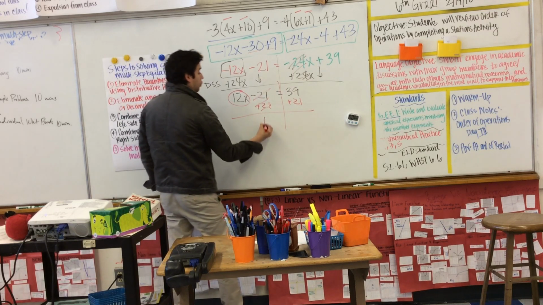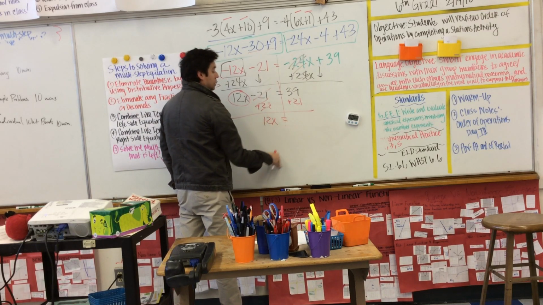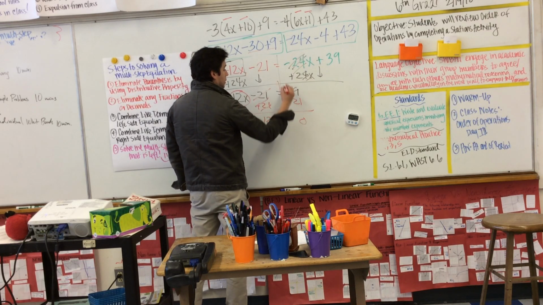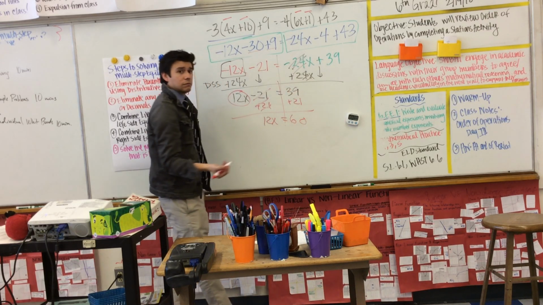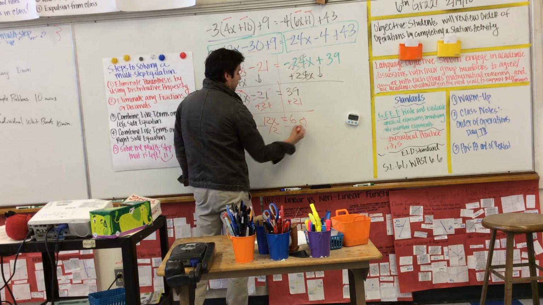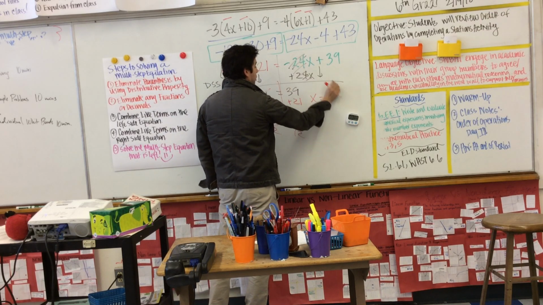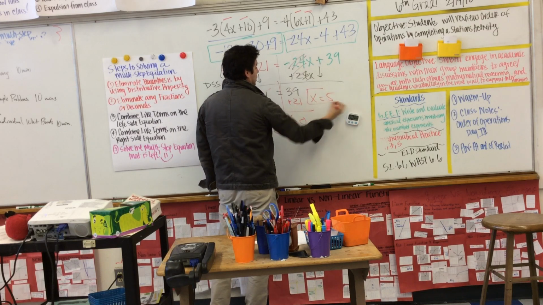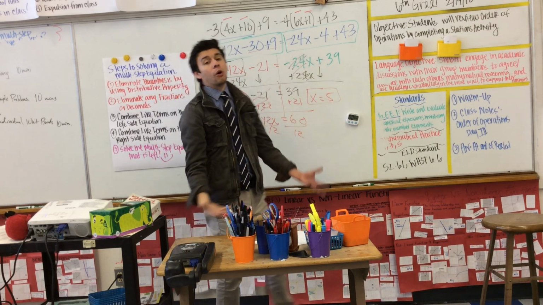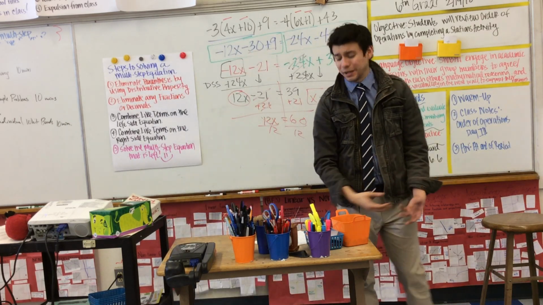So then I have 12x equals, oh, this is easy. 10, 1, 4, 60. Yes. Divide by 12, divide by 12. X equals, oh whoops, I was going to say 6. 5. Boom. You're done. A lot of work.